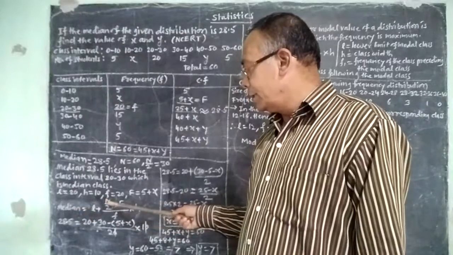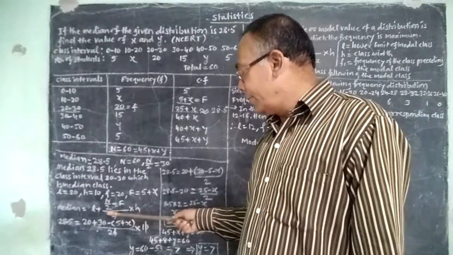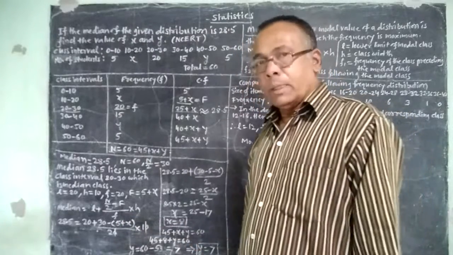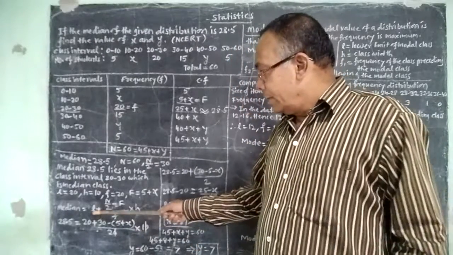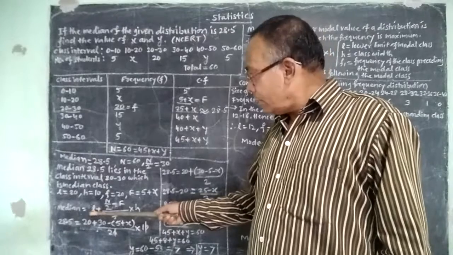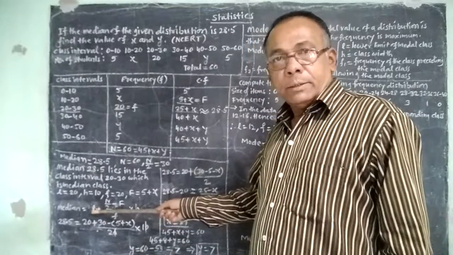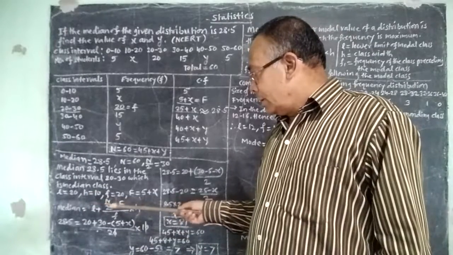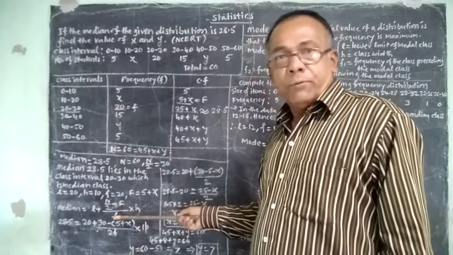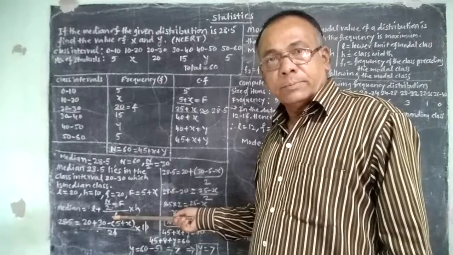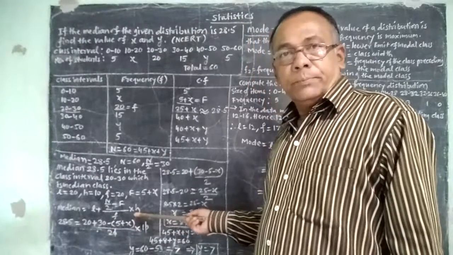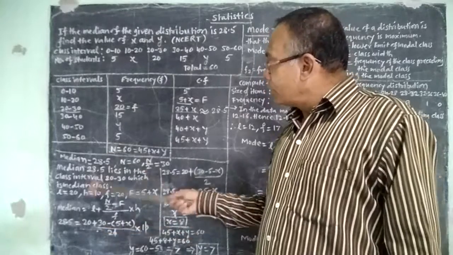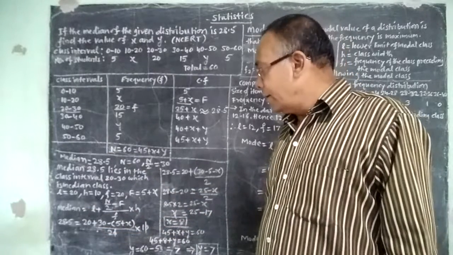Median is equal to L plus (n upon 2 minus f) divided by small f, into h, where L is the lower limit of the median class, small f is the frequency of the median class, and h is the class width. So substituting these values, we can find the median.